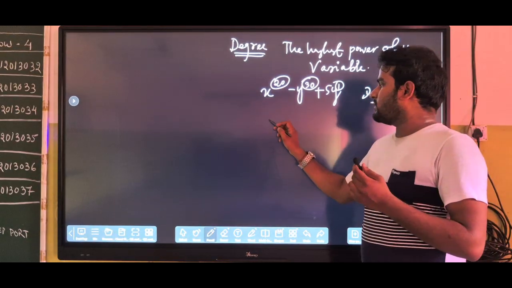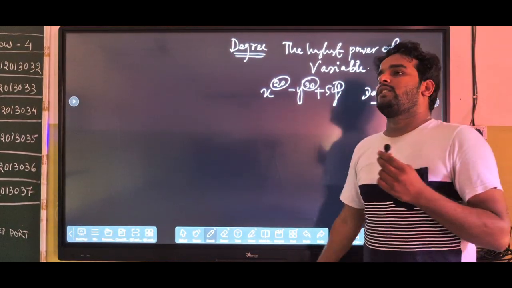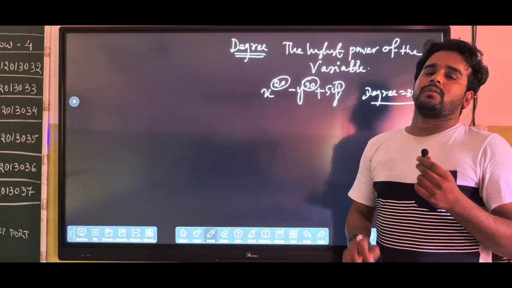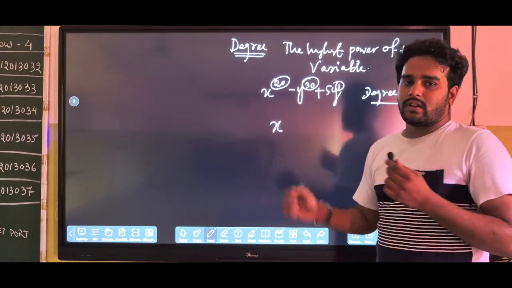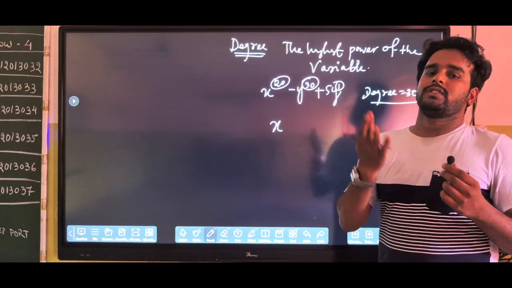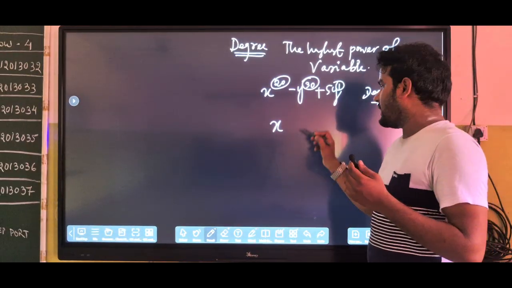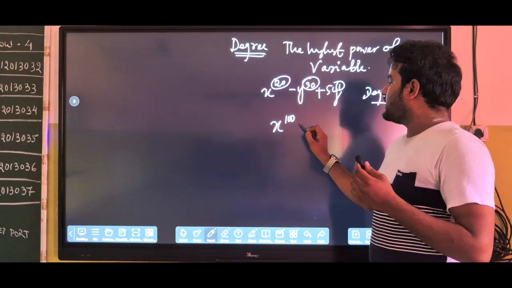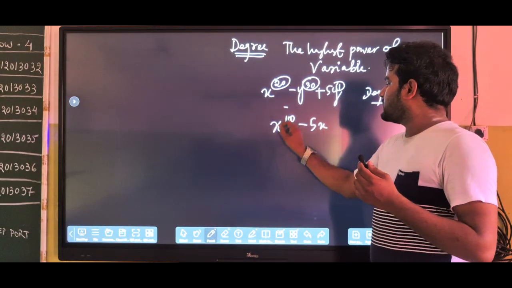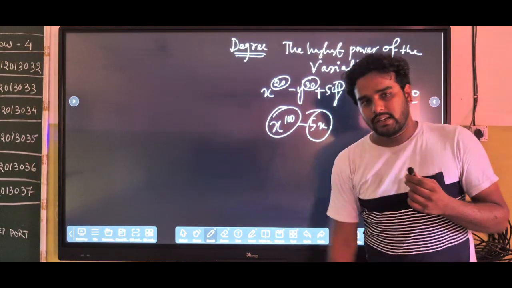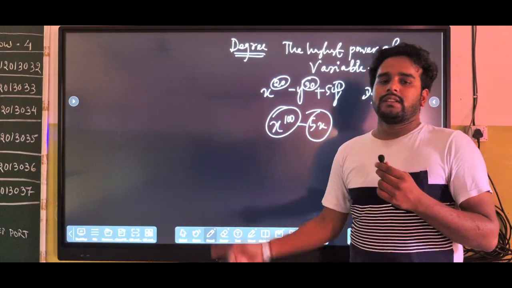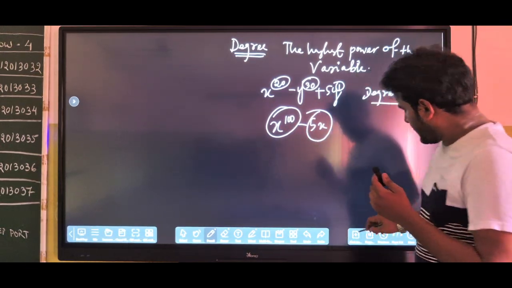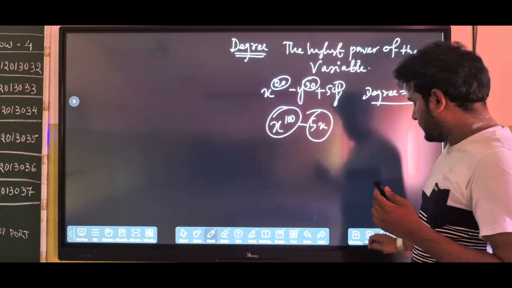Let us go for another one. Just one example I will say. Write a binomial in terms of, suppose the degree is 100. So binomial means how many terms? 2 terms. It is a simple thing which was there in lower class. So x to the power 100 minus 5x. So this is first term. This is second term. Binomial. Degree is 100. Very simple. So like this, we can predict the degrees like this.